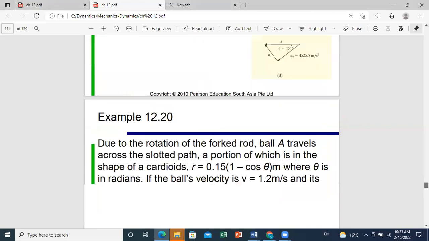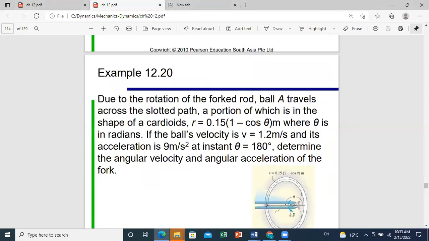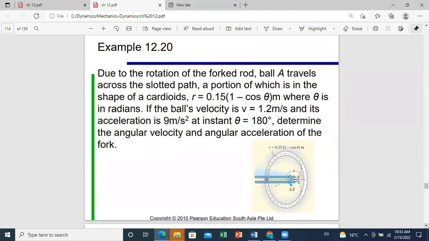So let us start another problem. Due to the rotation of the forked rod, ball A travels across the slotted path, as we said, and they gave us the equation of the path. This is the path equation. It's r as a function of theta. So here, since they already gave us the path as r function of theta, this is an indication to use cylindrical coordinates. Okay, where theta is in radians.